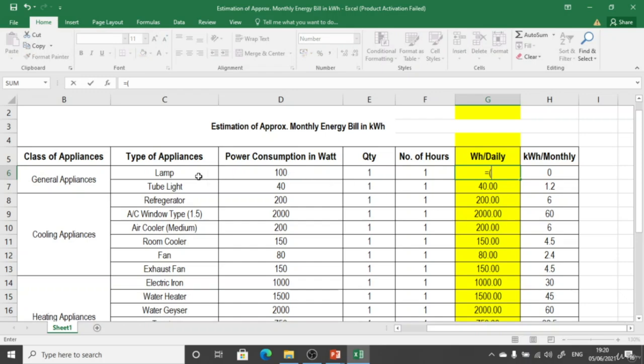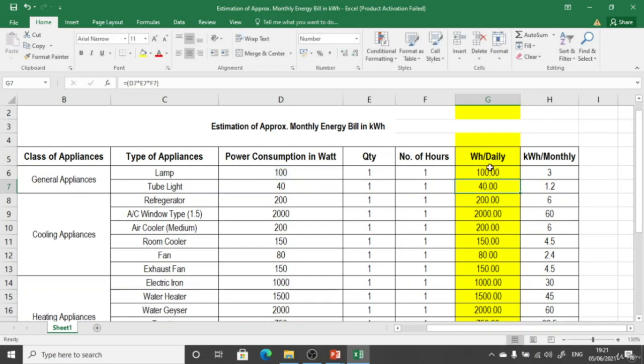Let's say we take the lamp. The lamp requires 100 watt for consumption. So we select this particular cell, multiply by the quantity of lamps we are using in the system, so we select that corresponding cell, and multiply by how many hours the lamp is working. We also select that here, complete the bracket and press enter.